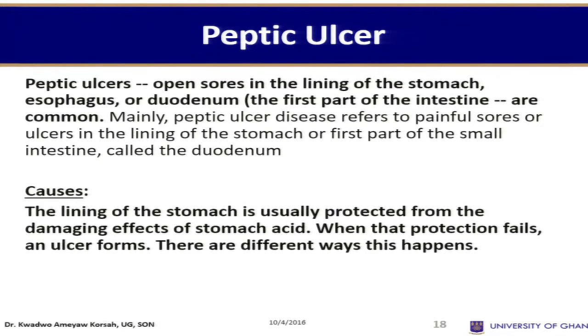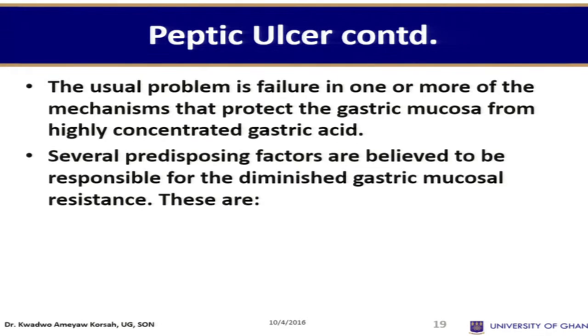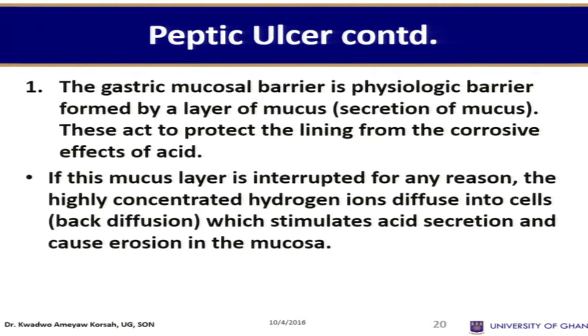And then the causes: the stomach lining. Here what happens is that we have factors, such as acid, that can damage the stomach lining, and where the protection fails, an ulcer forms. There are different ways this can happen.